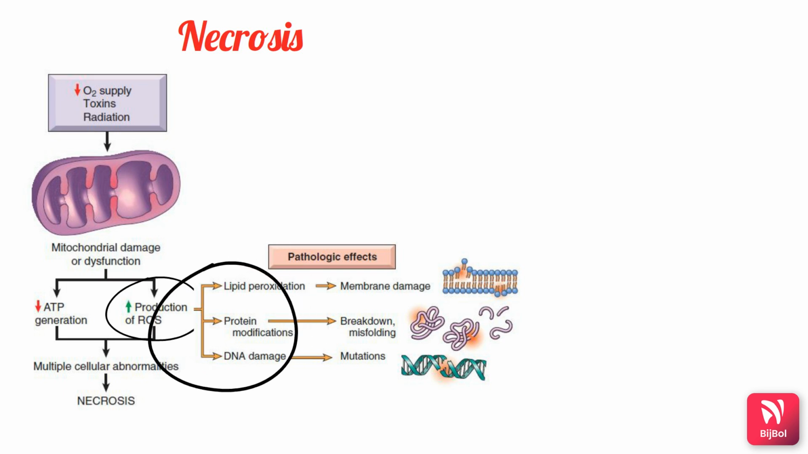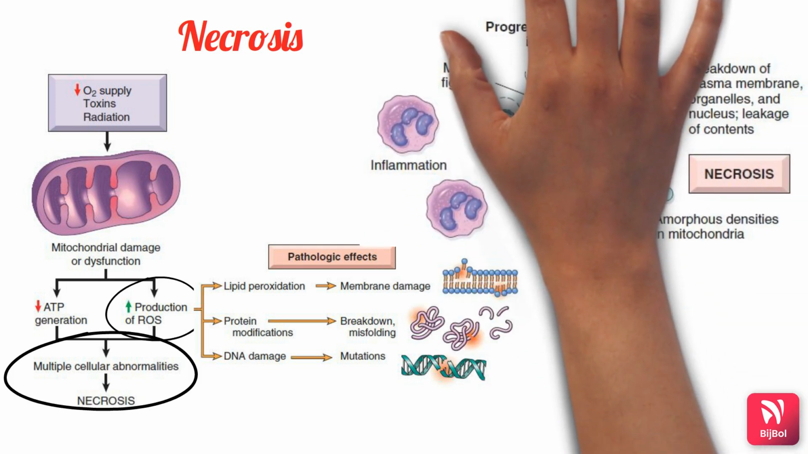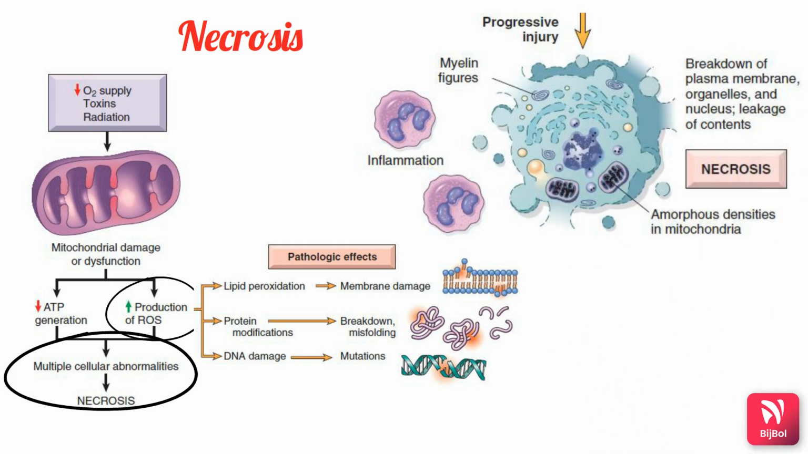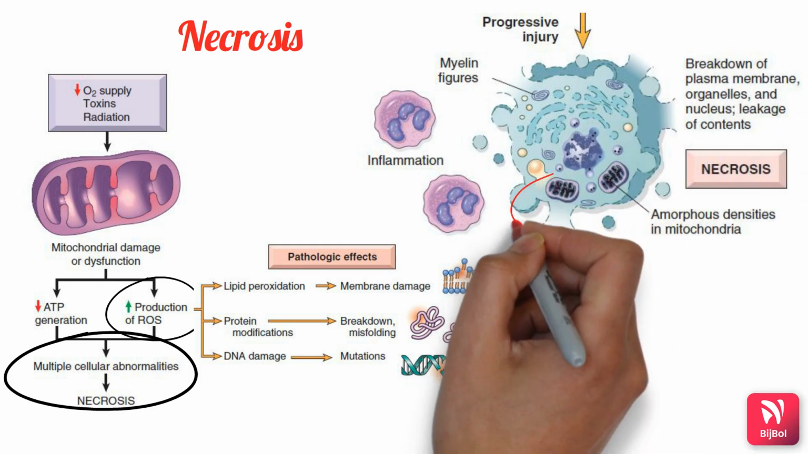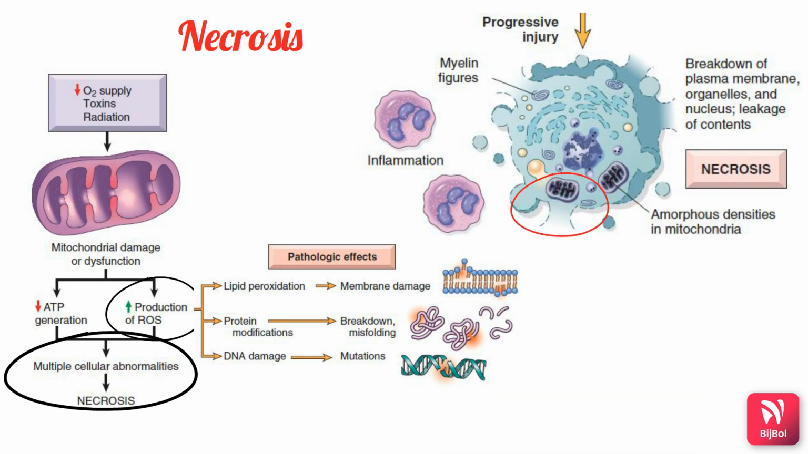So this decreased ATP generation and increased reactive oxygen species cause some cellular abnormalities, which can result in necrosis. Now let's see what all the cellular abnormalities are that occur in necrosis. If you see this next picture, the cellular abnormalities will be in the form of, as you can see, the membrane being broken down and the contents leaking out. So there will be breakdown of the plasma membrane and leakage of the contents into the extracellular matrix.